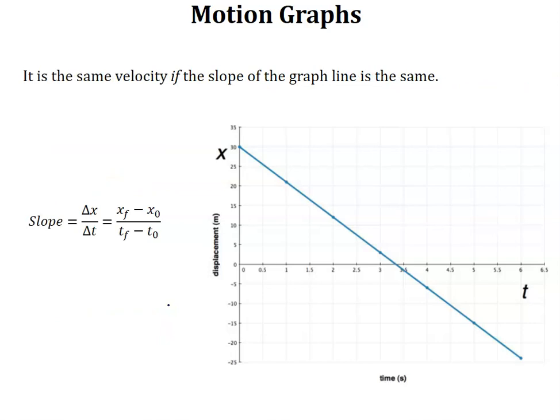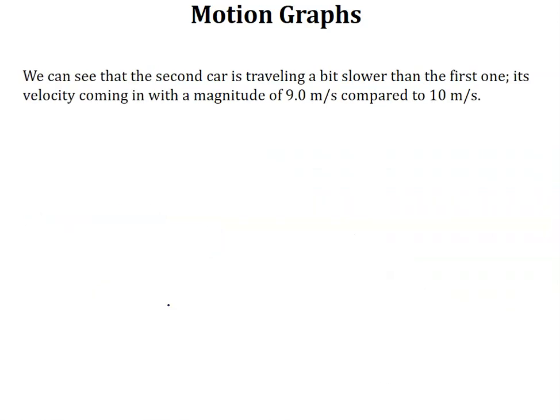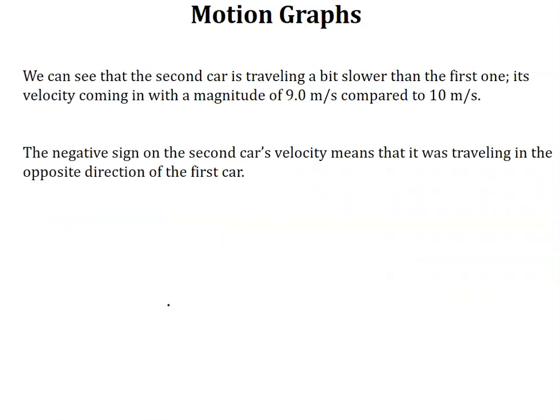It is the same velocity if the slope of the graph line is the same. So we can calculate our slope, picking 2 points, plugging them in. This time we get a slope of negative 9 meters per second. So if we're trying to compare the slopes, we're looking at the magnitudes. And we can see that the second car is traveling a bit slower than the first one. Its velocity is 9 meters per second compared to 10. The negative sign just shows that it's in the opposite direction of the first car.